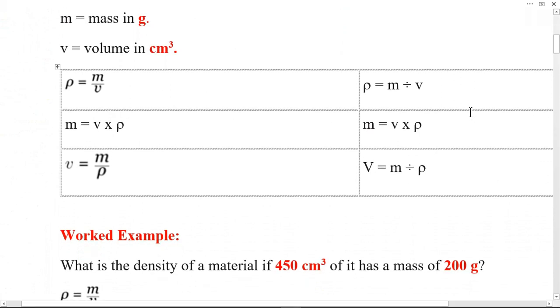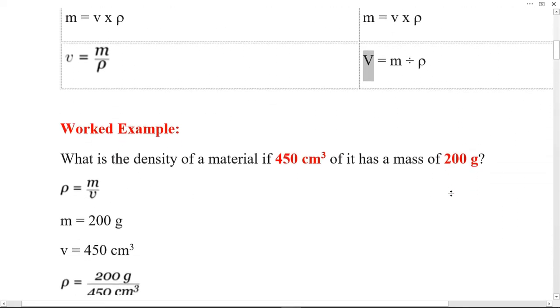For example, if you are going to find the density, you'll use the formula mass over volume. If you have to find volume and mass and density are given, you'll use this formula. It's the same thing, but I wrote it in a different form. For density, mass divided by volume. For mass, volume multiplied by density. And for volume, mass divided by density. So these are the formulas you are going to use whenever you are going to find the density or volume or mass.